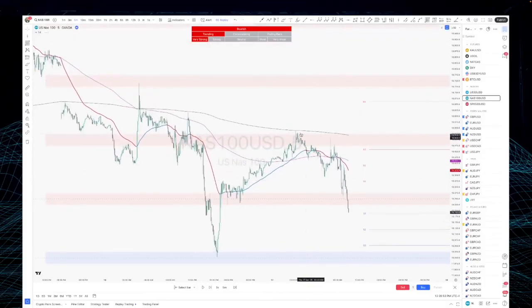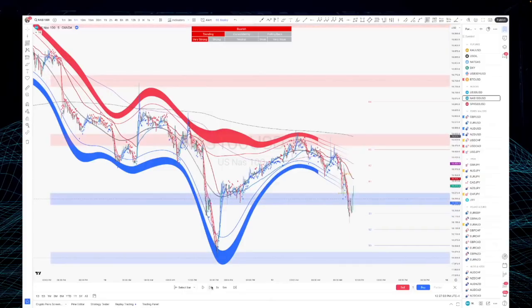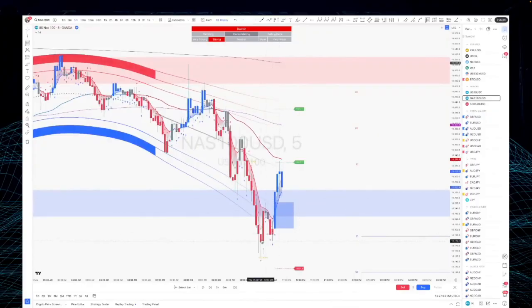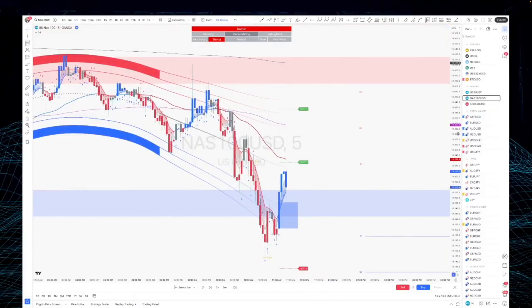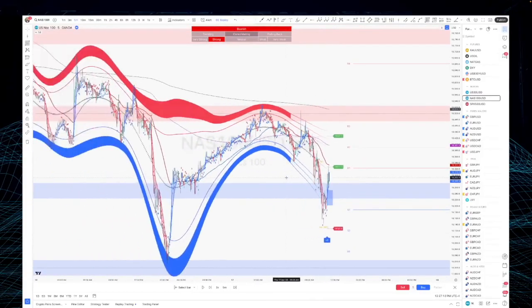So here's NAS 100. Let's see if we have anything here on NAS 100. We don't really have anything here on NAS over here. Let's see if maybe we have a little bit of a... Okay, look. Actually, NAS gave us a long down here.